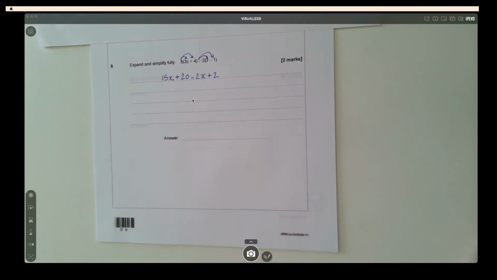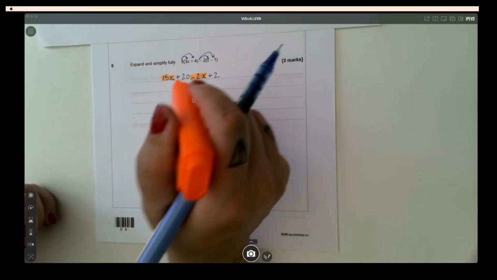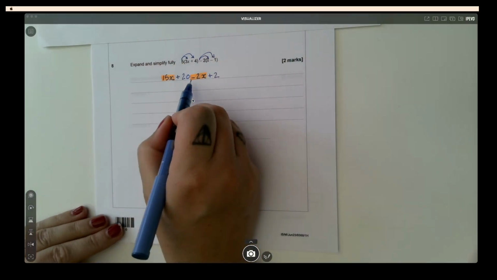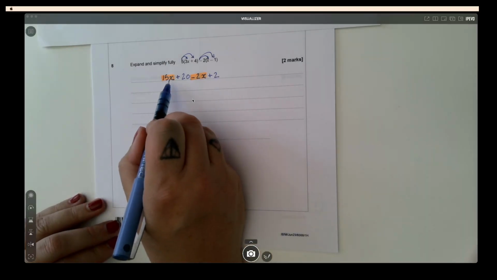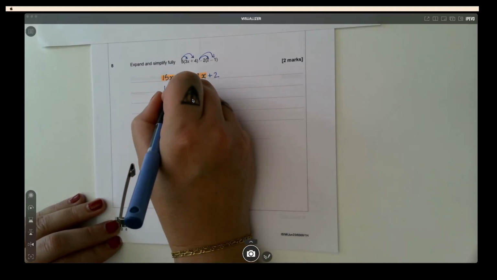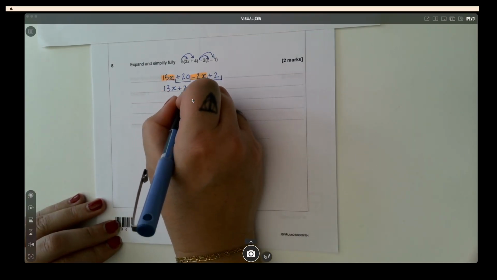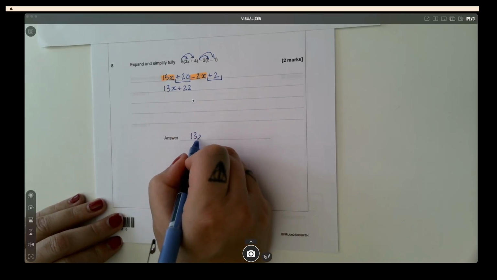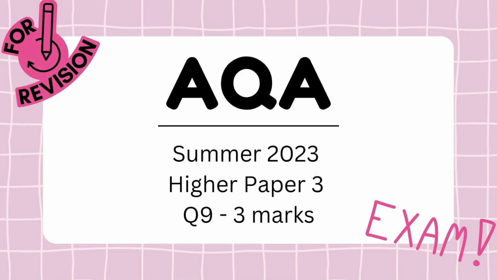So now it's a case of collecting like terms. So we have 15x subtract 2x. It's really important that we use a sign in front of the term to determine whether we're adding it or subtracting it to any other terms that we have in common. So 15x take away 2x is 13x, and then positive 20 add 2 is positive 22. So 13x add 22 goes on my answer line.